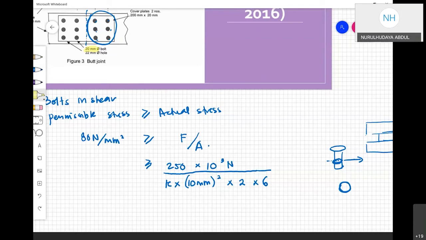You don't need to calculate this 80. This 80 we just compare. You just calculate here only, whatever here, because we are just putting this 80 because we need to compare with the value later on. 66.315. So ignore the 80, because you are trying to compare the value actually. So when we get this, we can see that 80 is actually bigger than the 66.315 Newton over mm square, which means this is safe.